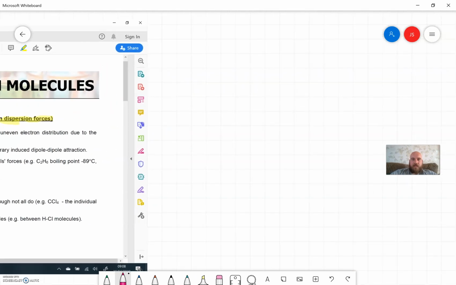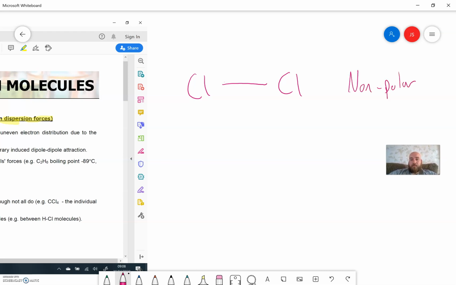Well, let's choose an example. Let's use chlorine, for example. So here is chlorine, and that bond, we would say, is non-polar. Why is that? It's because both atoms have the same electronegativity. So the electronegativity of chlorine there and the electronegativity of chlorine there are exactly the same.